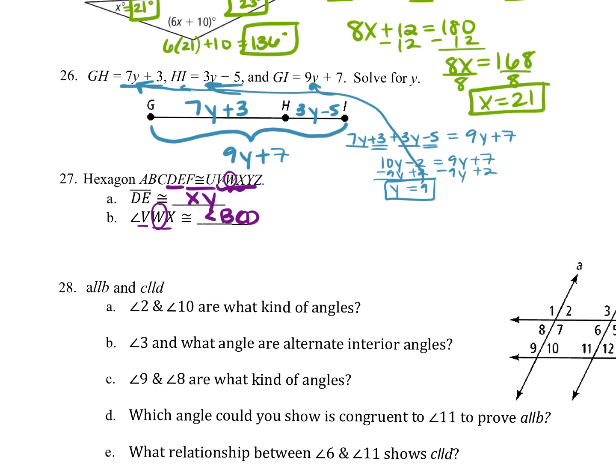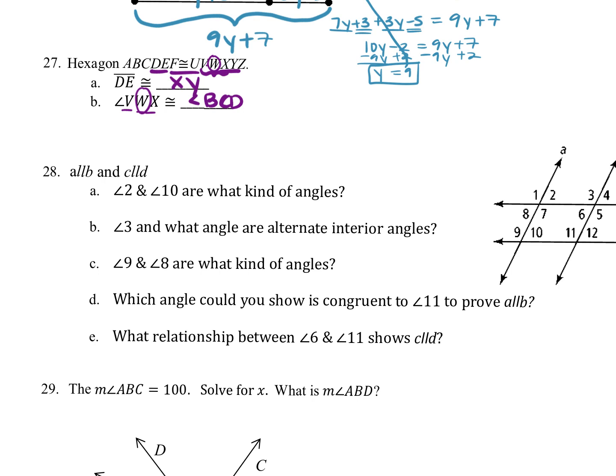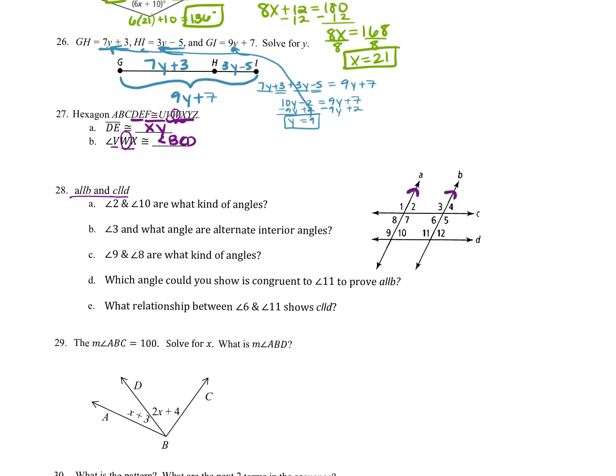All right, 28. This one is telling us that the lines you're seeing are parallel. A is parallel to B, and C is parallel to D. Okay, so then it says 2 and 10 are what kind of angles? And if you look here, from the vertex, it's the top right with the top right. They are in corresponding locations. So those are corresponding. Remember what you know about corresponding angles? Corresponding angles are congruent, right?